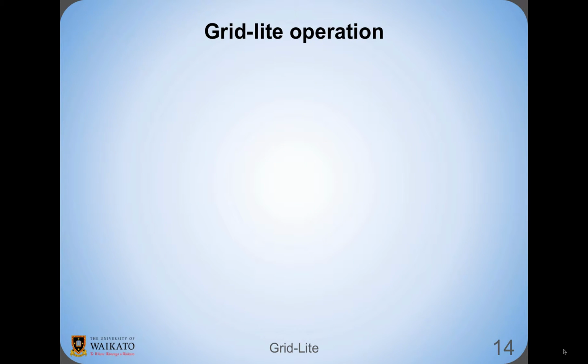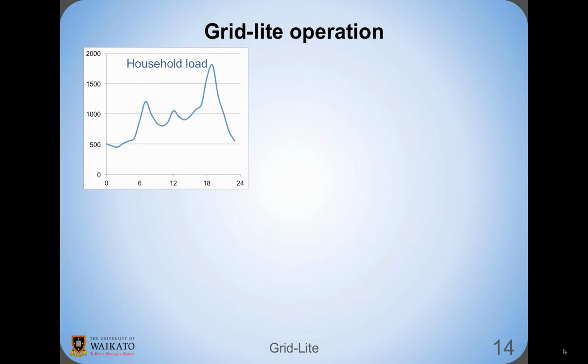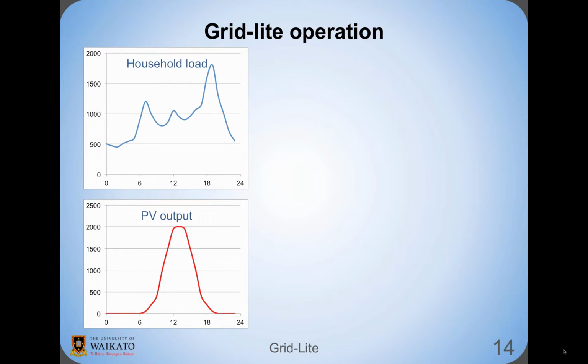Let's just take a quick picture of its operation. Here's a typical daily household load profile, power on the vertical axis and hour of the day horizontally, showing morning, midday and evening peaks and a late night low. And this is the output produced by a typical solar PV array, peaking around the middle of the day and producing nothing during the nighttime hours.